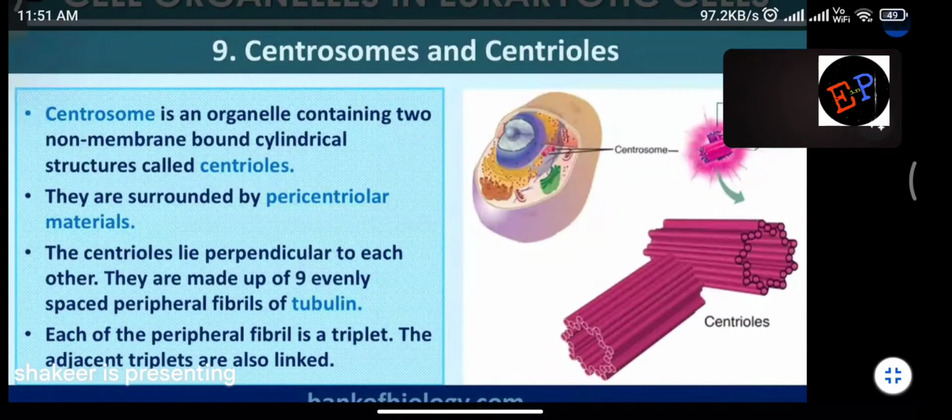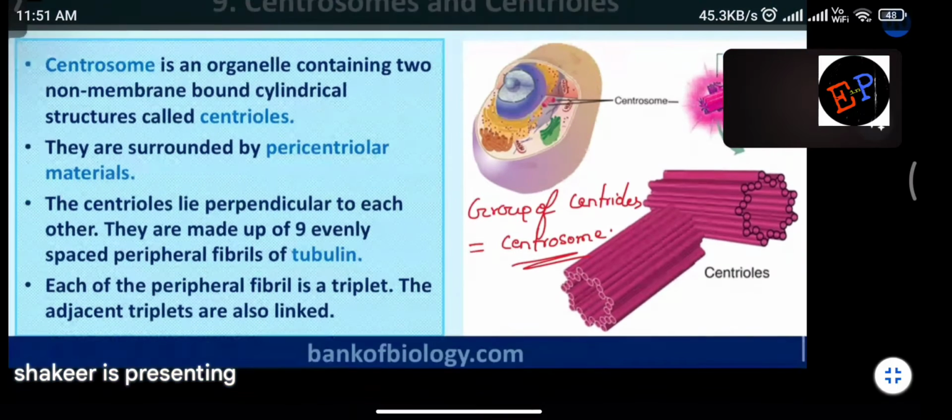Next, we are studying centrosomes and centrioles. A group of centrioles we can call a centrosome. First, this point we should remember: a group of centrioles is called a centrosome. And how are they arranged? See here, the arrangement is given in the figure. They are arranged like this.